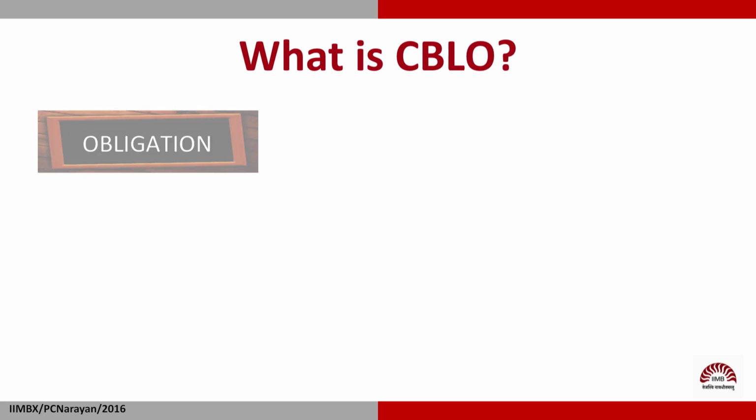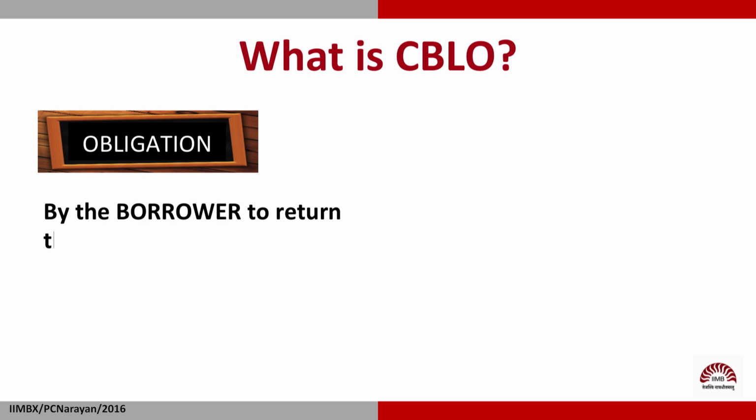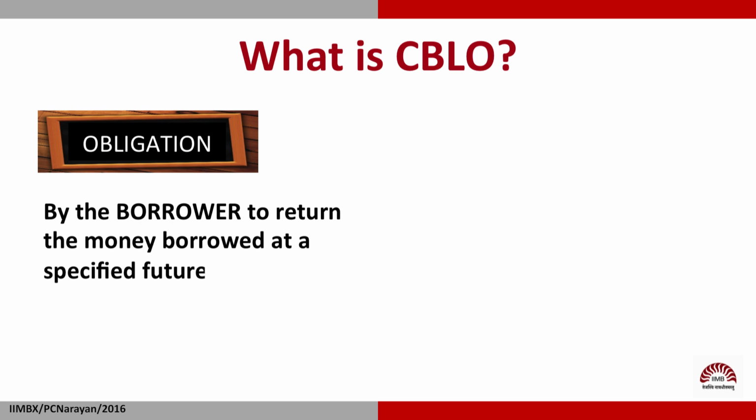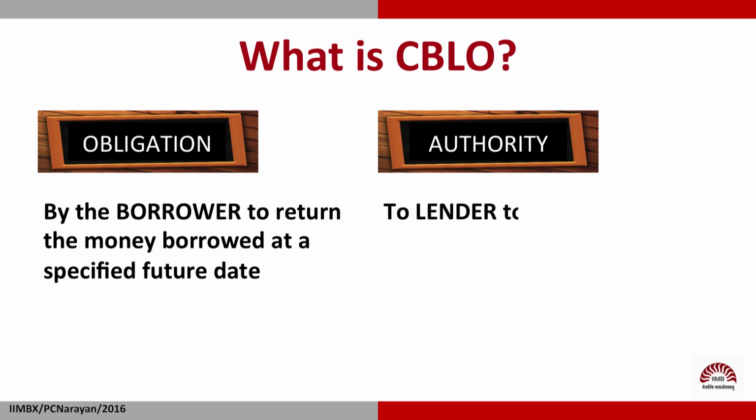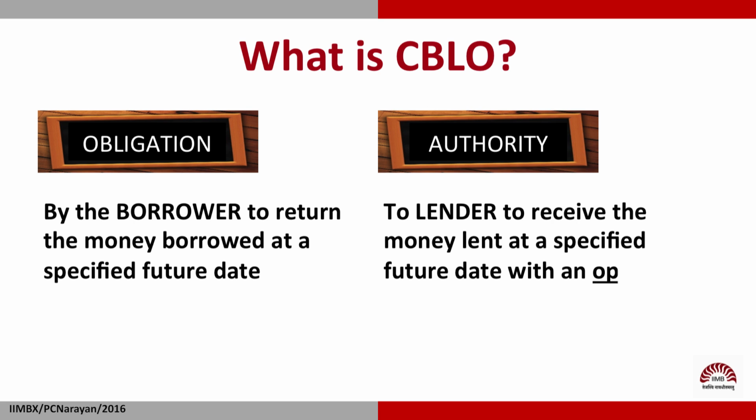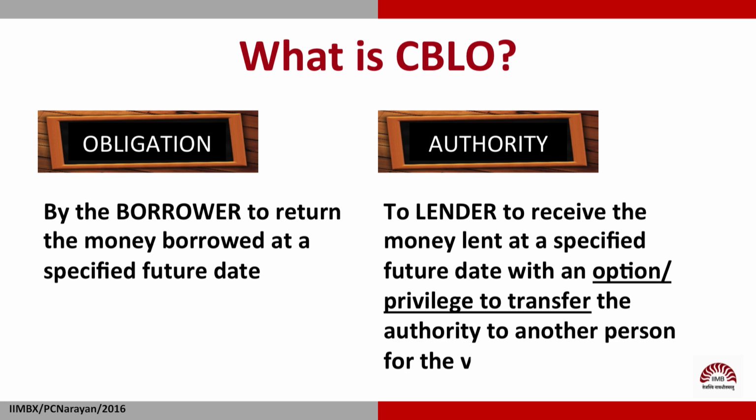The structure of a CBLO transaction is very similar to a tri-party repo transaction that is prevalent in some countries. Let's look at the structure and process flow in a CBLO transaction. First of all, CBLO is an obligation by the borrower to return the money borrowed at a specified future date. CBLO is an authority to the lender to receive the money lent at a specified future date with an option or a privilege to transfer the authority to another person for value received.